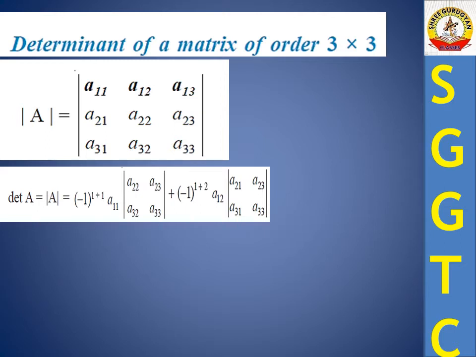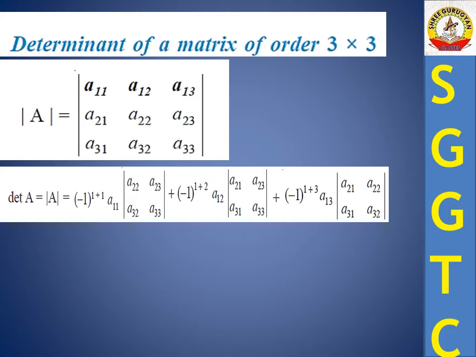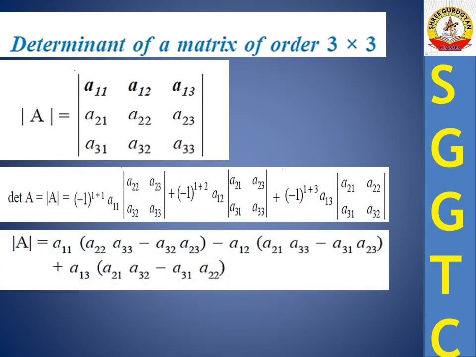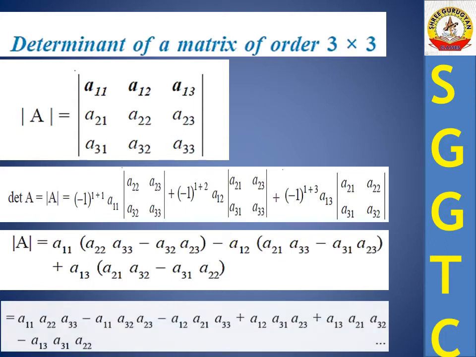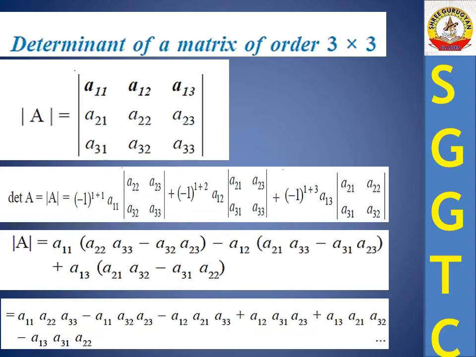And the last one, minus 1 raised to 1 plus 3, which means first row, third column. If you remove it, the remaining data is A21, A22, A31, A32, and further calculate by our definition, principal diagonal minus secondary diagonal. You get this solution easily, and one more expansion. The last answer is in this form. So these are the simple definitions for any 3 cross 3 determinant. Now we go ahead to the related numerical.